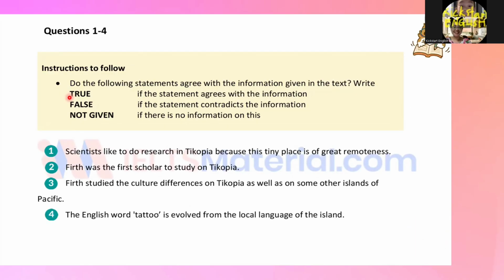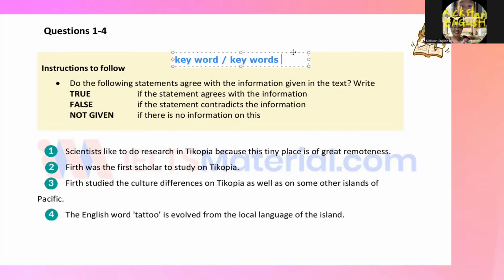Everybody is aware that when it is true, the statement agrees with the information given. False if the statement contradicts or opposes the information given, and not given if there is no information about this. Now, the first strategy that we are going to use is what we call keywords. We are going to look for some keywords from the sentence itself, and look for these keywords in the paragraph.